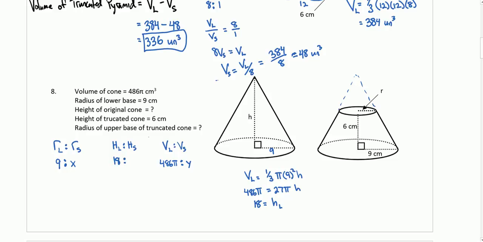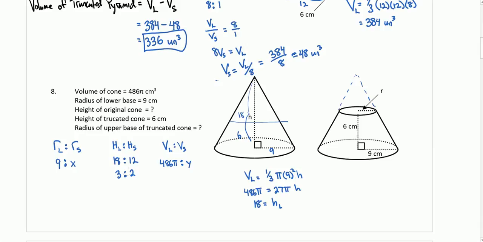And now we know the height of the smaller cone. The truncated part is 6, so if the full height is 18, and we cut it, there's 6 left on the bottom, so what's left on the top is 12. So we have the height of the larger to the height of the smaller, 18 to 12, and we can reduce that ratio, divide by 6, and we get a 3:2 ratio. And so now we can find everything else we need.